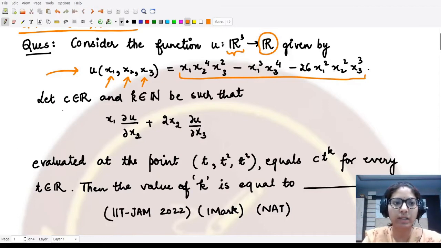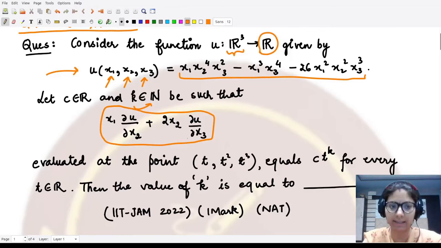Now if c is given to be some real number and k is some natural number, then if you evaluate this expression, x1 del u by del x2 plus 2 times x2 del u by del x3, at this point t square, t cube, then whatever is the answer, that would be equal to c times t raised to power k for every value of t. So in the question they are asking exactly what is this power k.